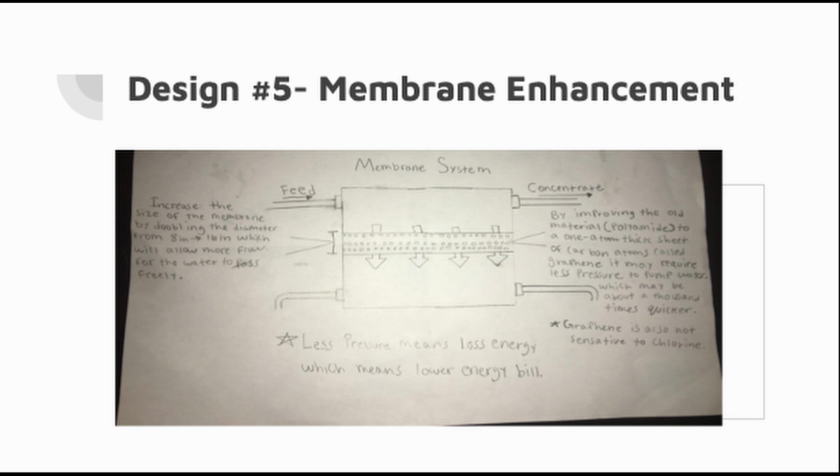A membrane is used in wastewater and desalination treatments to remove undesirable contaminants, such as dissolved solids. A way to enhance this special component is to double its size to allow more water to pass freely. Another way is to change the old material into a better one, such as graphene, to require less pressure to pump water.